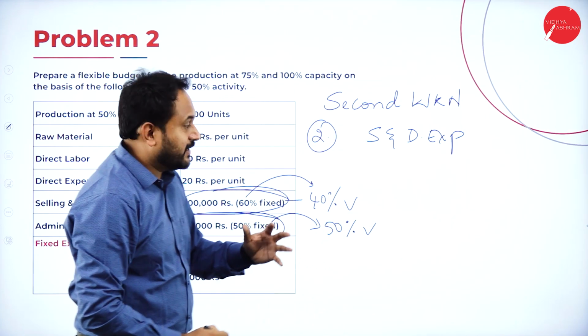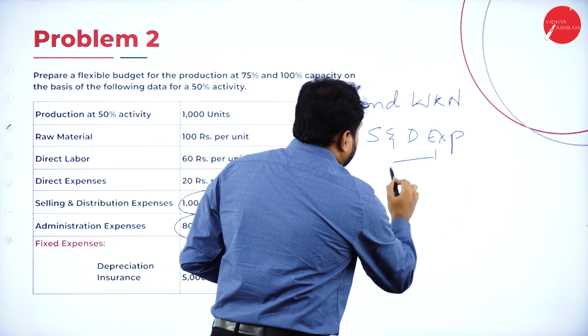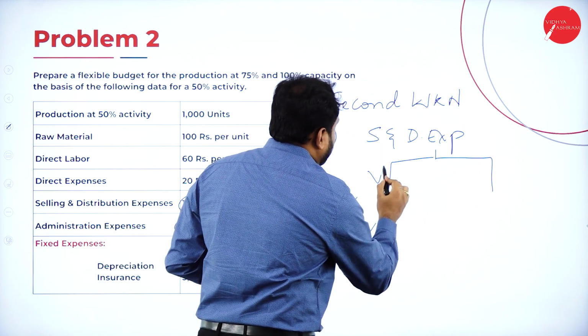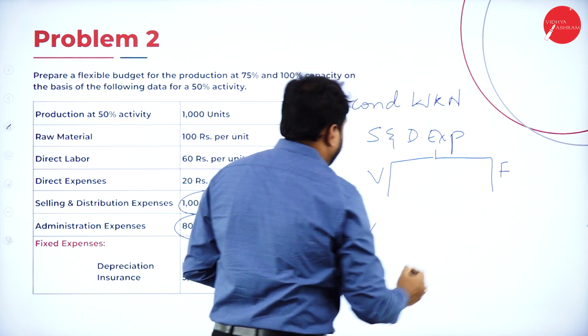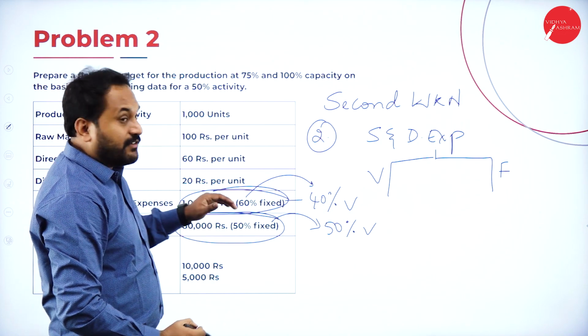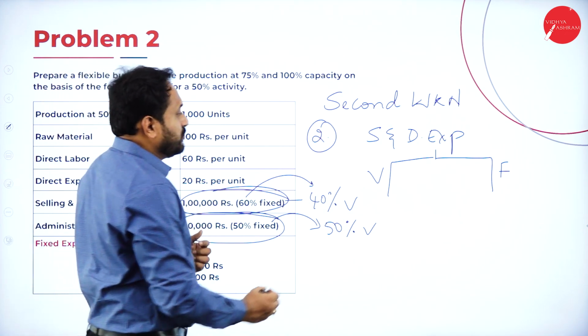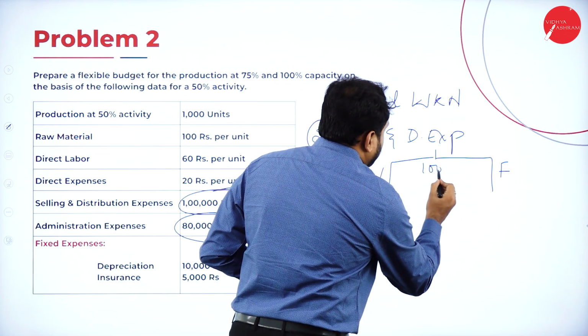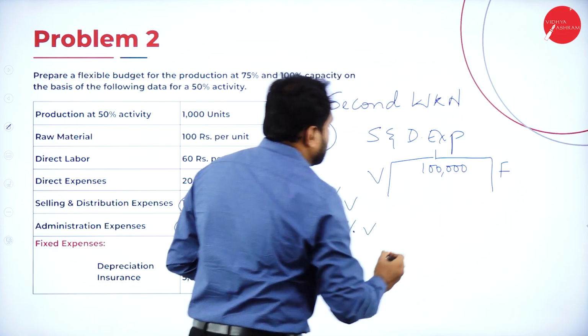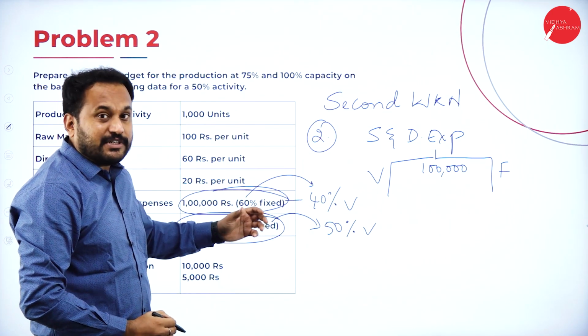Now we have something like this. Divide them into two. Here you write variable, here you write fixed. Now in the problem they have given how much? 1 lakh rupees is what they have given. Write this 1 lakh here. 1 lakh is done.